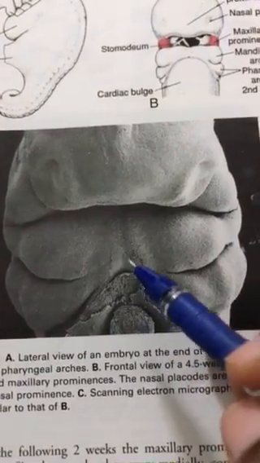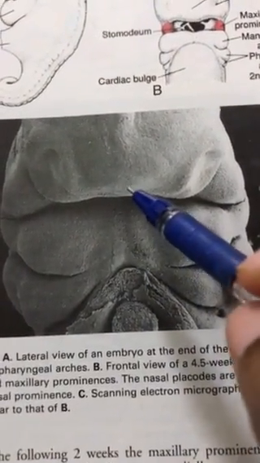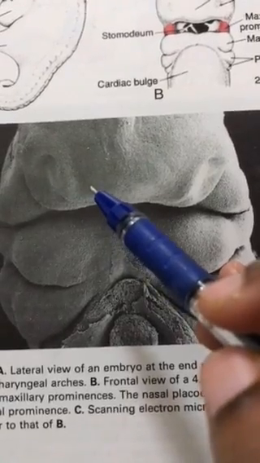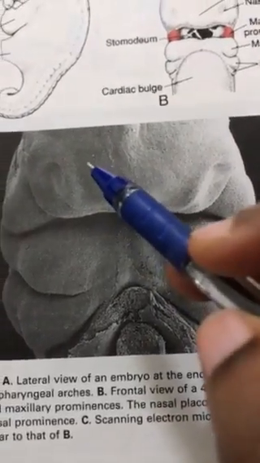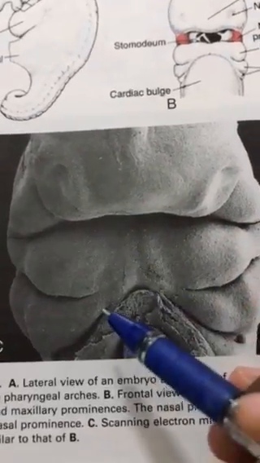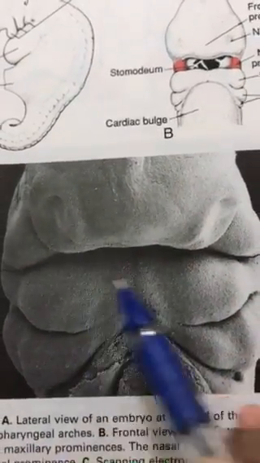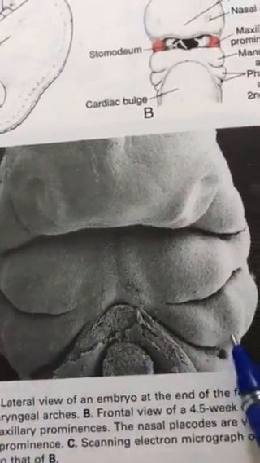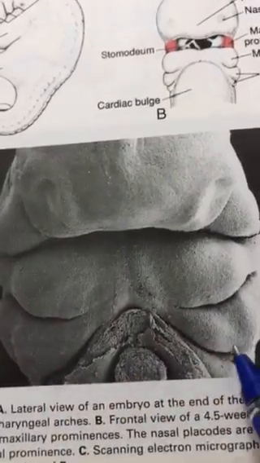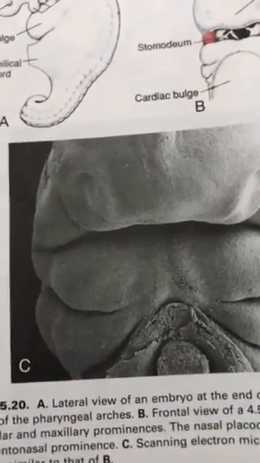I'll give a brief video about the development of the face. When we read about the development of the face, we need to know there are 6 processes. Number 1 is the frontonasal process, the second is the maxillary process, and the third one is the mandibular process. So there are totally 6 processes. Now we'll see what happens in this.